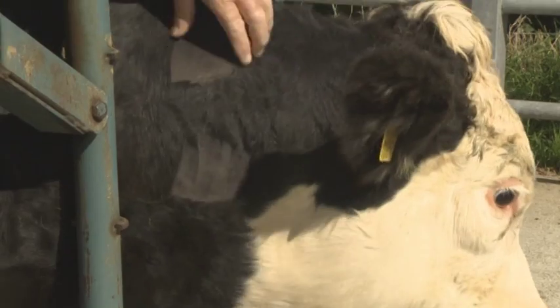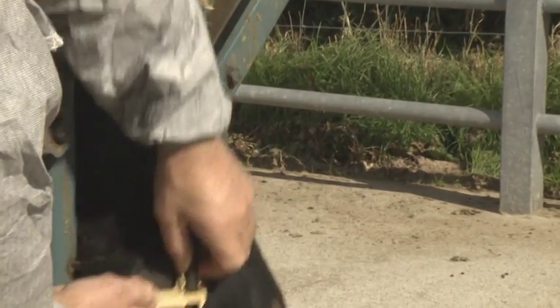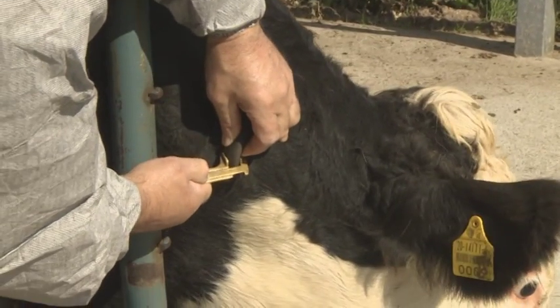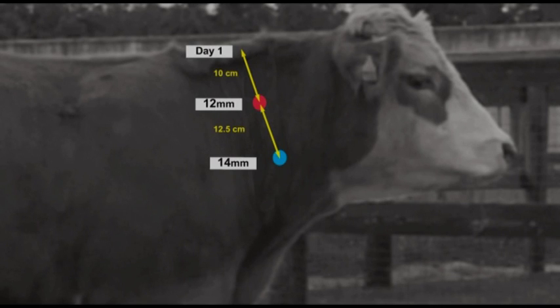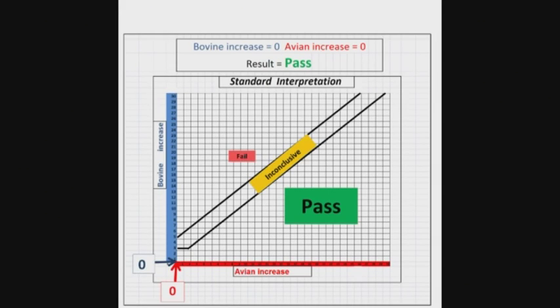For example, this animal had first day skin fold measurements of 12 mm at the avian injection site and 14 mm at the bovine injection site. 72 hours later, the skin fold measurements at the injection sites are 12 mm and 14 mm respectively. And since there are no clinical signs at the bovine injection site, this animal is deemed to have passed the test.